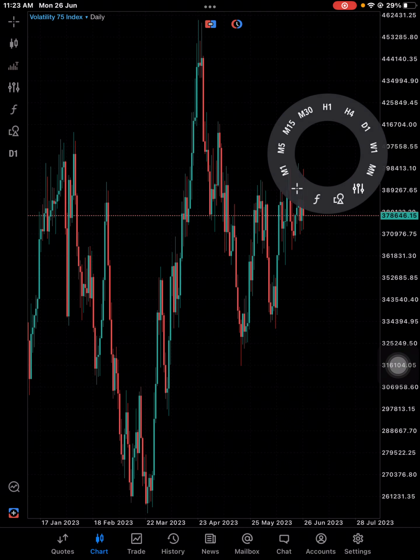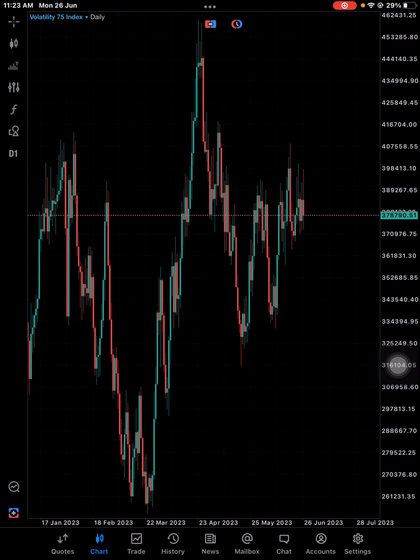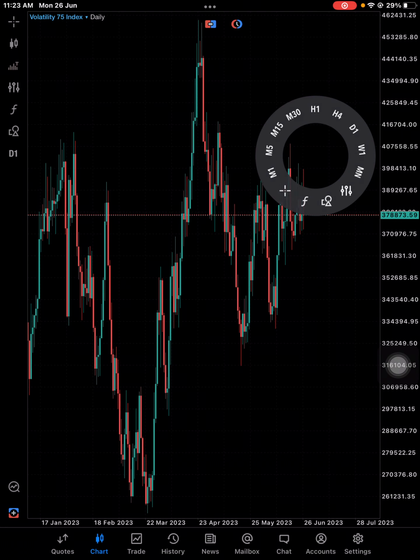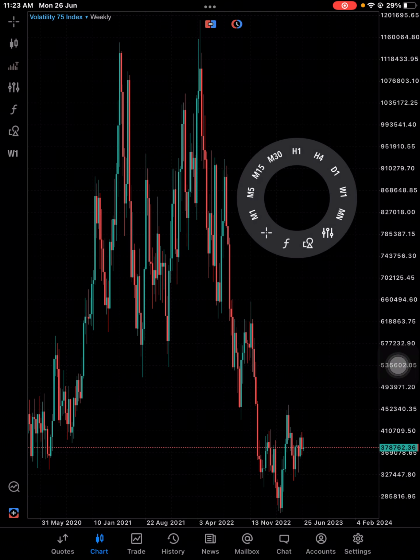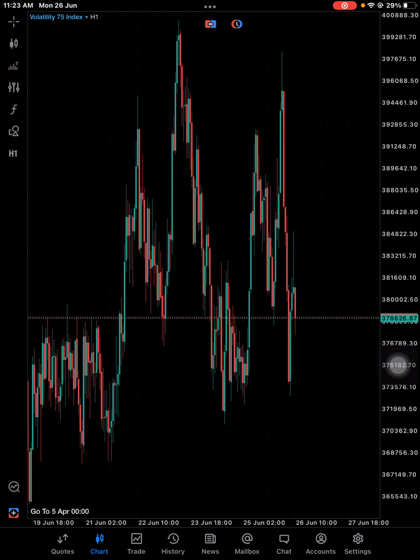Also, if we switch here from daily to weekly, you can see that that confirms more of our doubt that the market has a higher tendency to push down and sell than to buy. So having seen that, you want to come to lower time frame to actually see your opportunity.